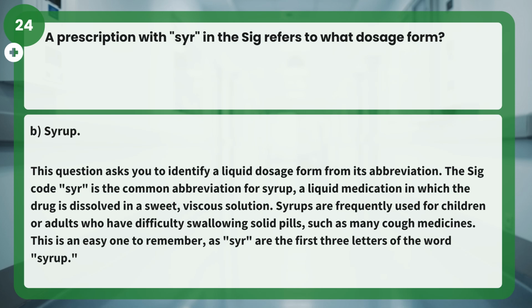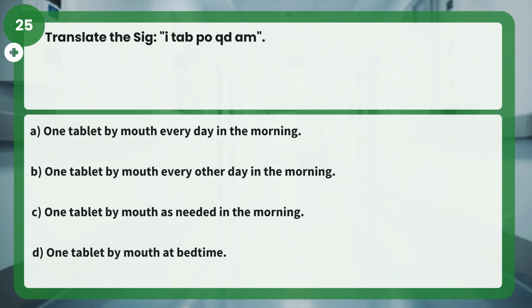The SIG code SYR is the common abbreviation for syrup, a liquid medication in which the drug is dissolved in a sweet, viscous solution. Syrups are frequently used for children or adults who have difficulty swallowing solid pills, such as many cough medicines. This is an easy one to remember, as SYR are the first three letters of the word syrup.